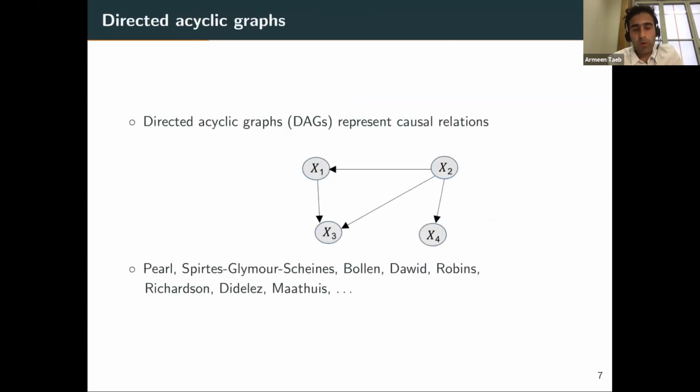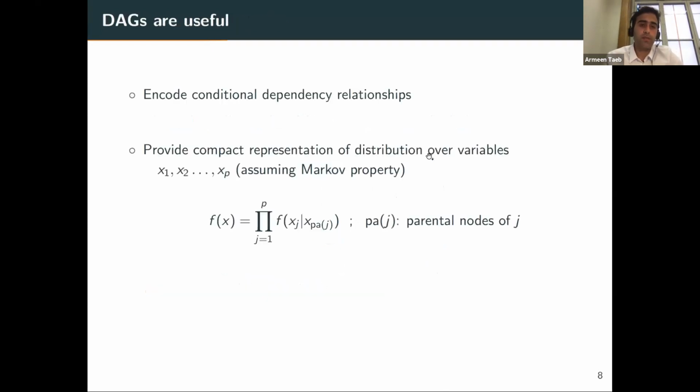Now, a powerful framework to encode causal relations is directed acyclic graphs, otherwise known as DAGs. These are graphs with directed edges and no cycles. They have some nice properties. The first one is that they encode conditional dependency relationships that can be read off directly from the DAG using d-separation statements.